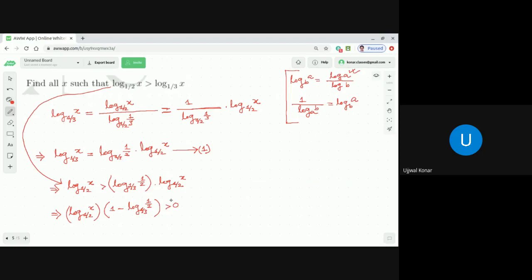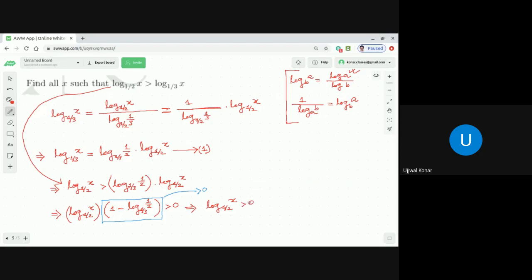Now, if you look into it, 1 minus log of 1 by 2 base 1 by 3 is always greater than 0. This quantity is always greater than 0. So as this is greater than 0, definitely log of x base 1 by 2 should be greater than 0. So how can we conclude? From here we can conclude that log of x base 1 by 2 is greater than 0.